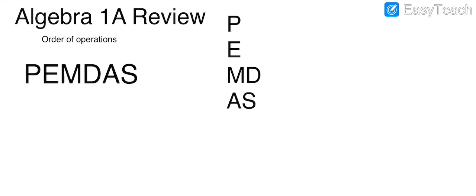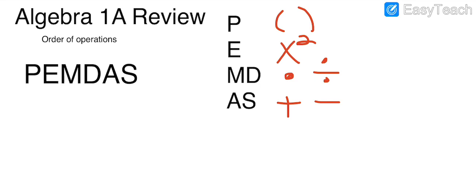So let's review here. The P is for parentheses. The E is for exponents. The M and the D is multiplication and division. The A and the S is addition and subtraction. So that is PEMDAS. P, E, the M and the D are equal operations. The A and the S are equal operations.